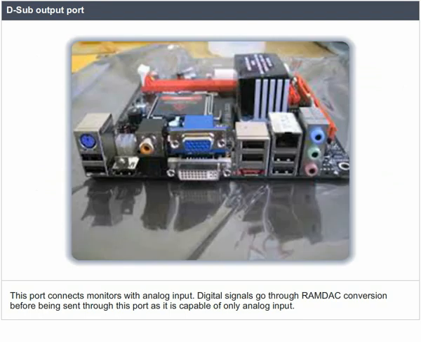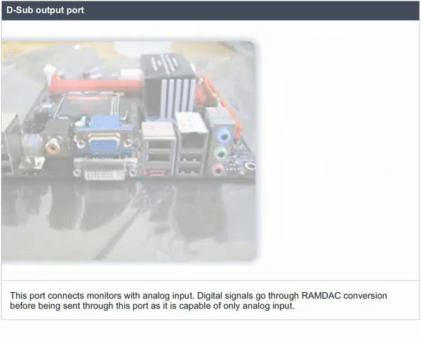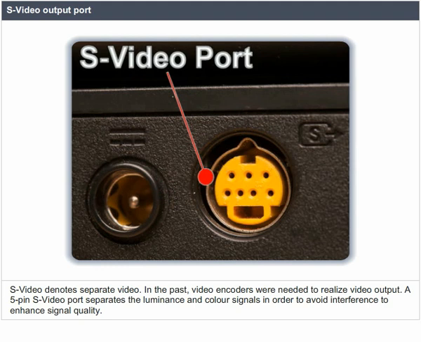D-sub output port. This port connects monitors with analog input. Digital signals go through RAMDAC conversion before being sent through this port, as it is capable of only analog input. S-video output port. S-video denotes separate video.